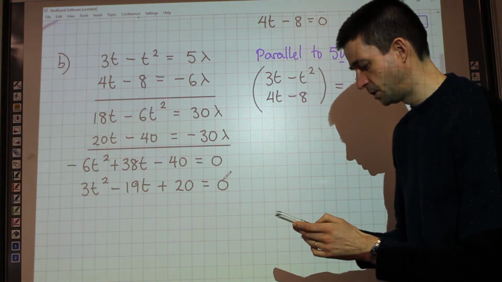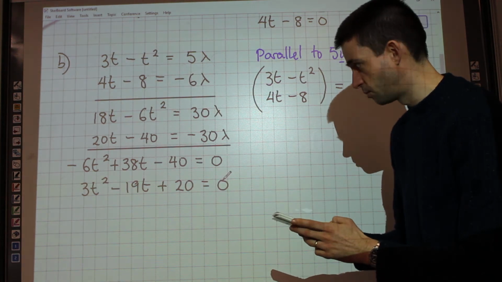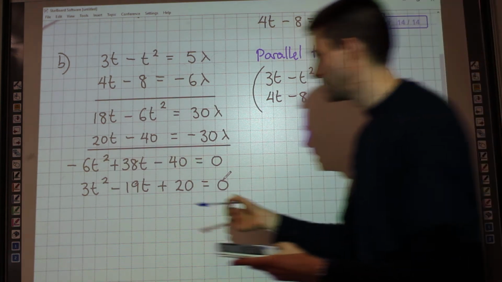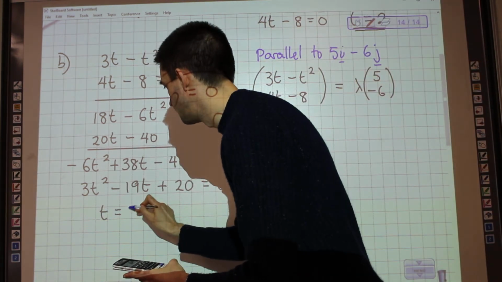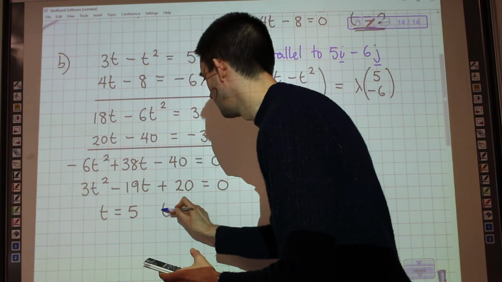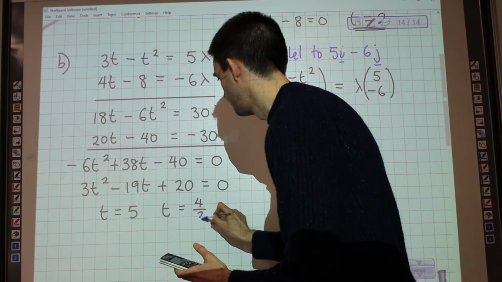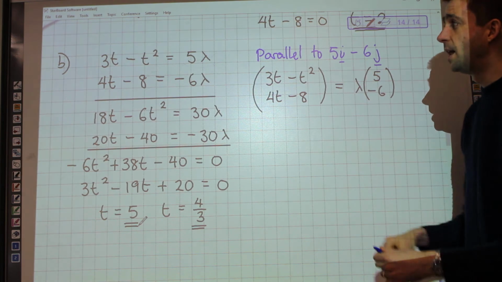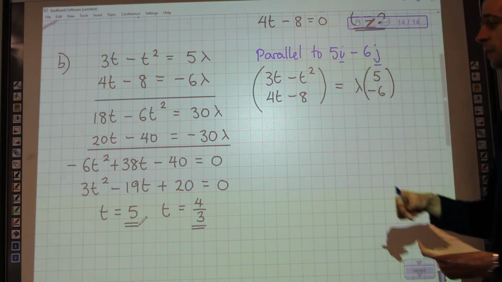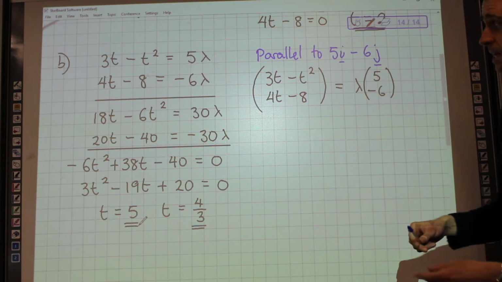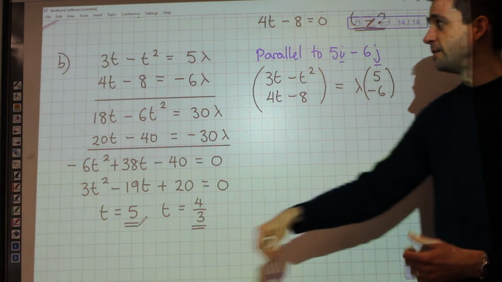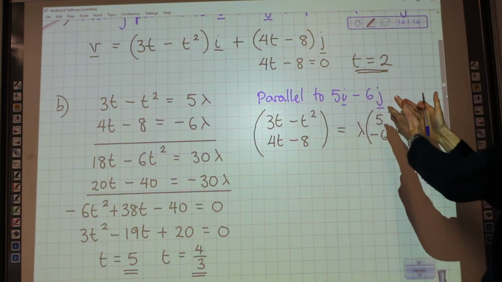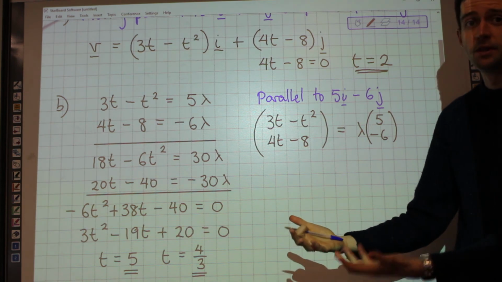I'm using the calculator to solve the quadratic, putting in a as 3, b as negative 19 and c as 20. It's telling me that my first solution is that t equals 5, and my second solution is that t equals 4 over 3. So those are the 2 values of t when the particle is moving parallel to 5i minus 6j. What that means is, if I substituted t equals 5 back into my equation for velocity, this here would be a multiple of 5, and this bit would be a multiple of negative 6.